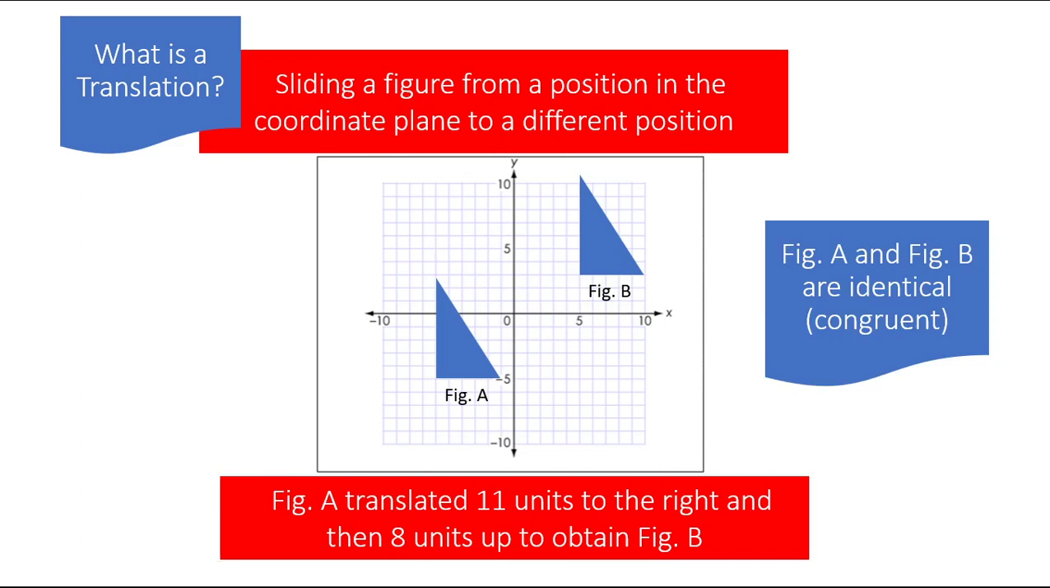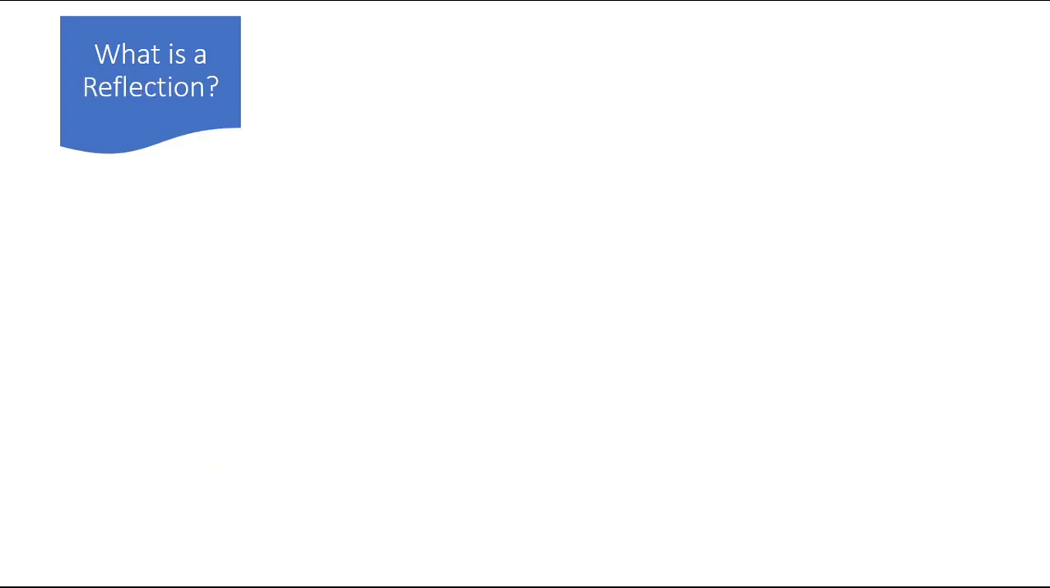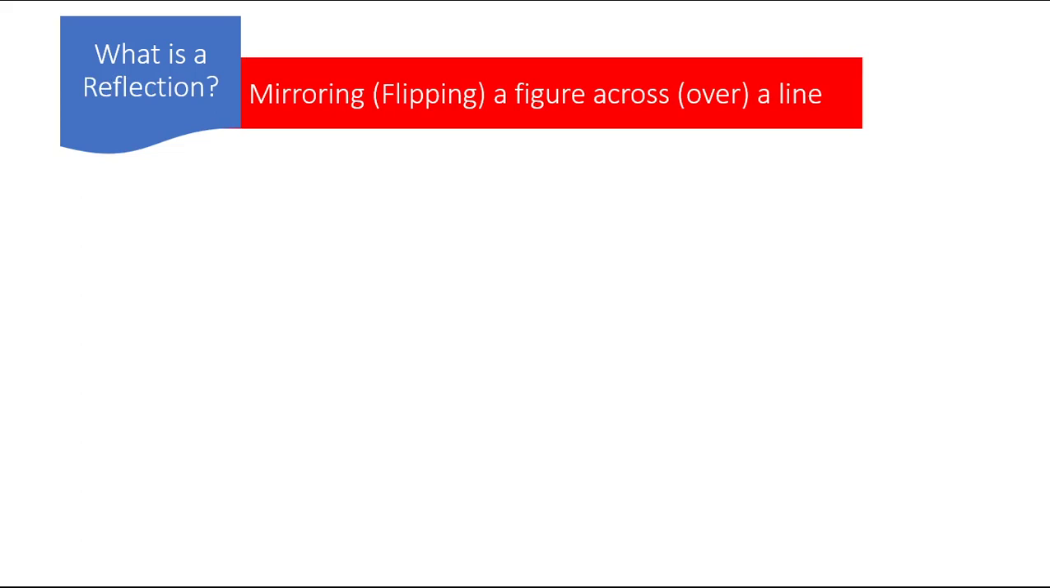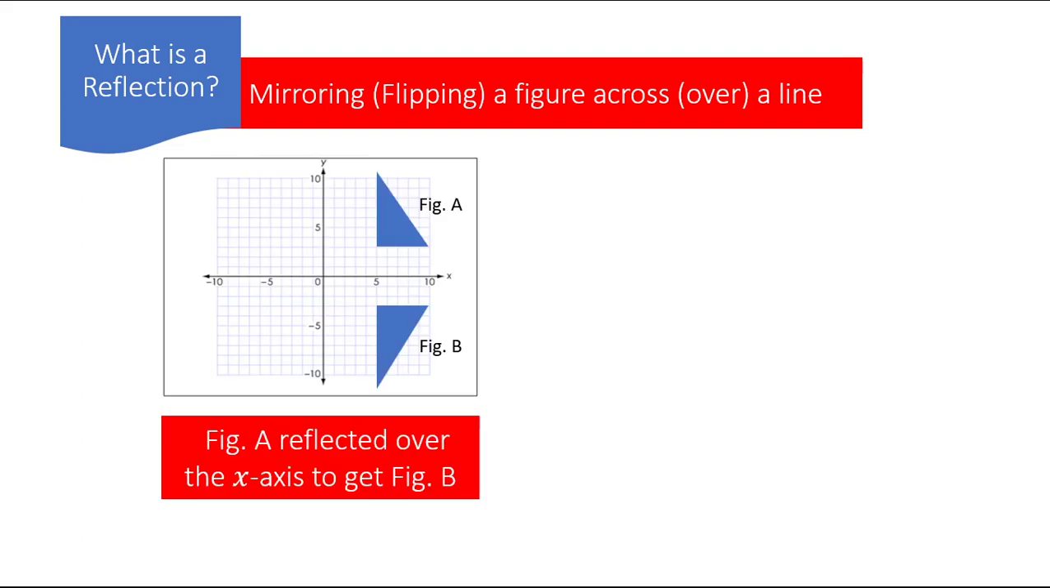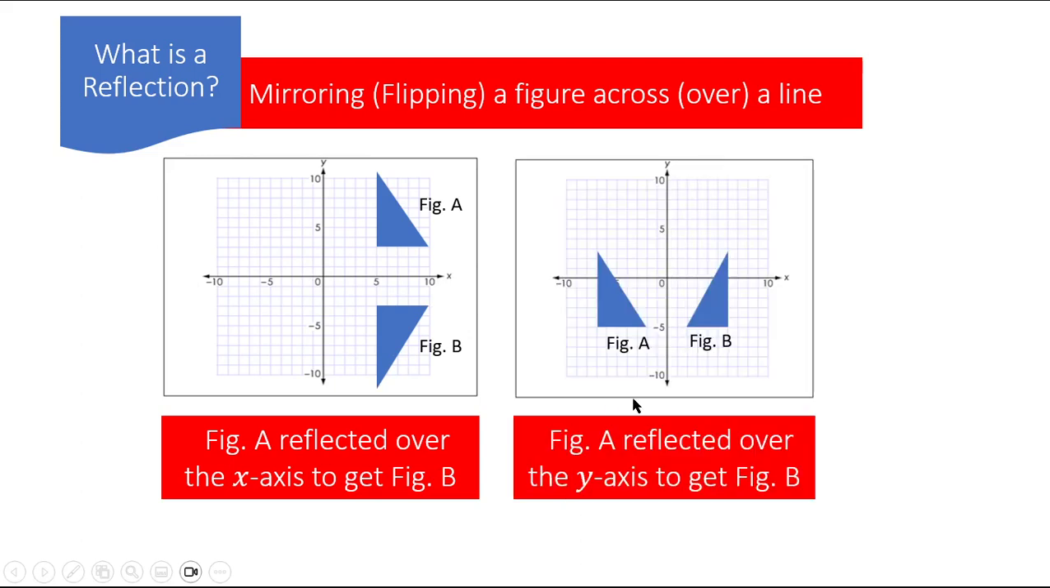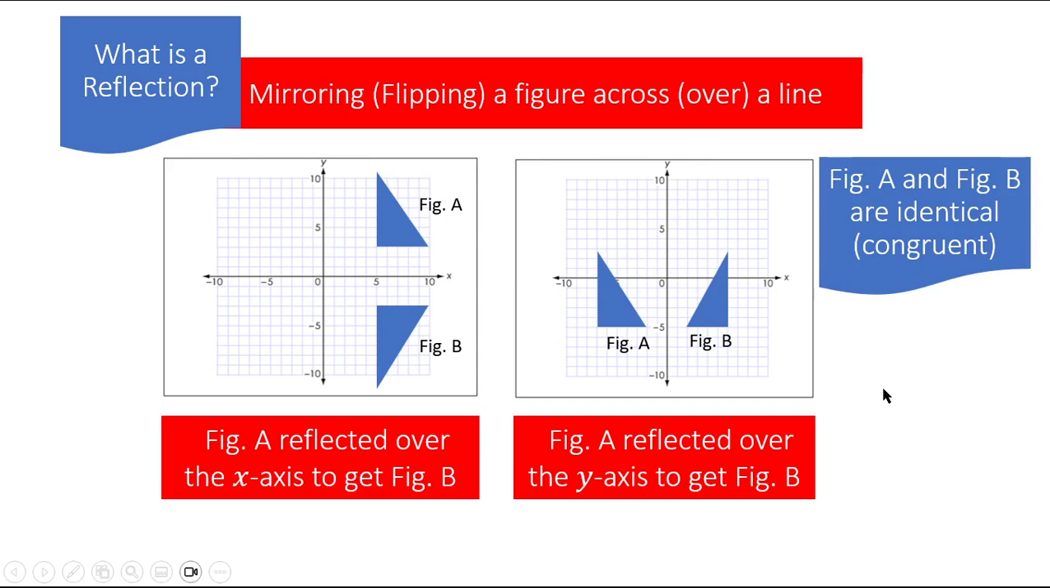Figure A and figure B are identical. We call them congruent. What is a reflection? Mirroring, sometimes we say flipping a figure over a line. Here's an example. Figure A is reflected over the x-axis to get figure B. Here's an example where figure A is reflected over the y-axis to get figure B. Again, figure A and figure B are identical, congruent.